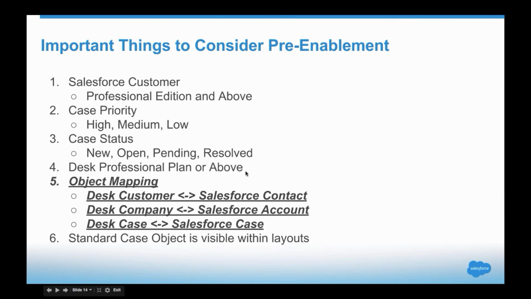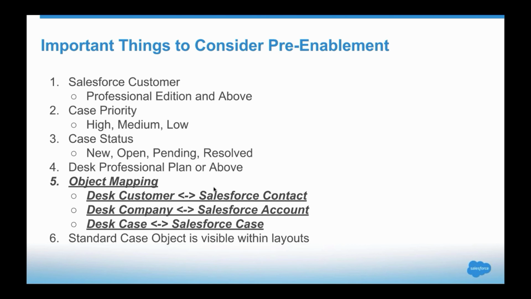Remember that the 3 standard objects that are mapped are case, contact, and account. In Desk, we call Salesforce contacts customers. So any customer records that are created in the Desk application using Desk Connect will get synced over as your Salesforce contacts. In Desk, we call Salesforce accounts companies. So whenever you create a company in Desk, those will get synced over to Salesforce as accounts.